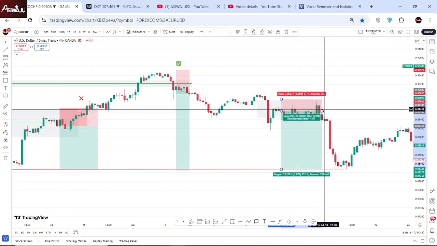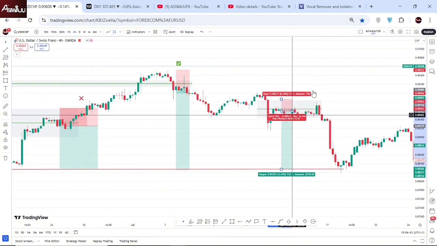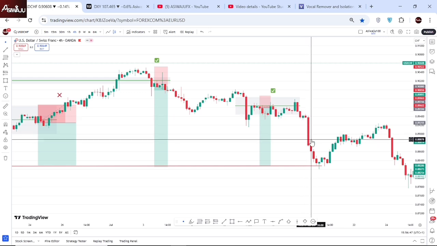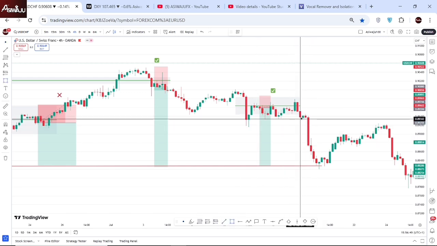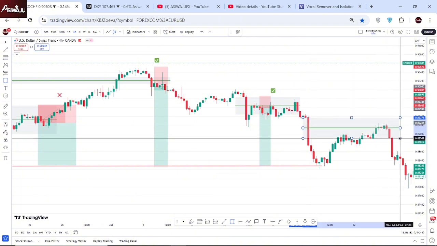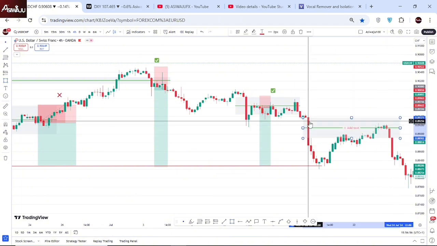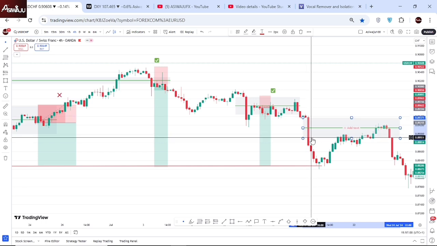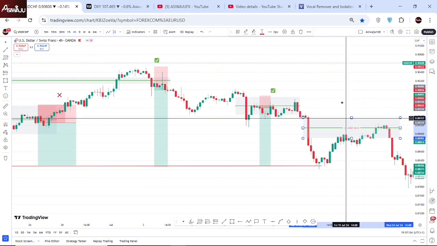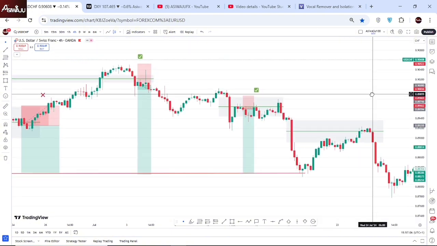From the low of this candle to the high of this third candle, we have another inefficiency. From here to here, you can see from the low of the first candle to the low of this third candle, we have another inefficiency at this point.